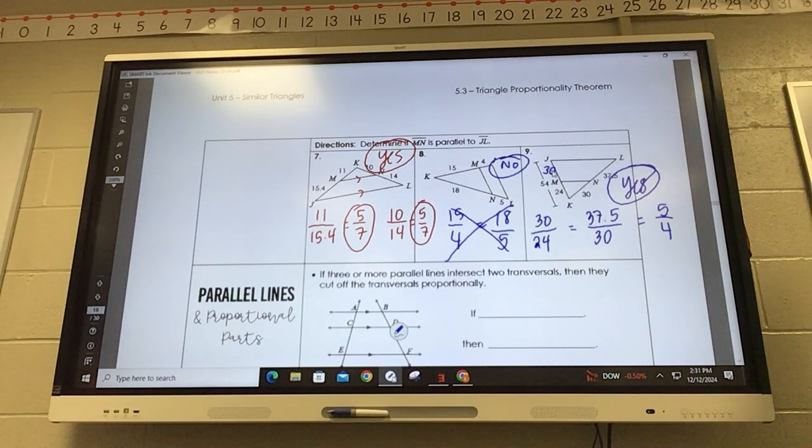Yeah. Or like 30 times 30 and 24 times 37.5? Yeah. And you just got the same answer? Yeah, and I did that to 7 too and got the same answer too.